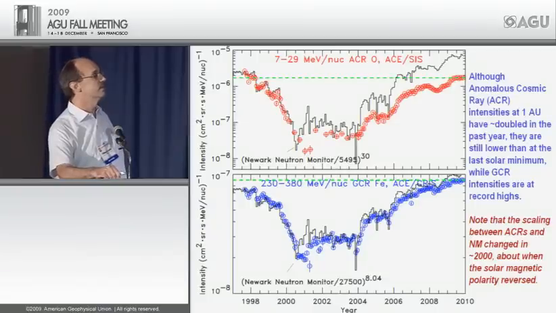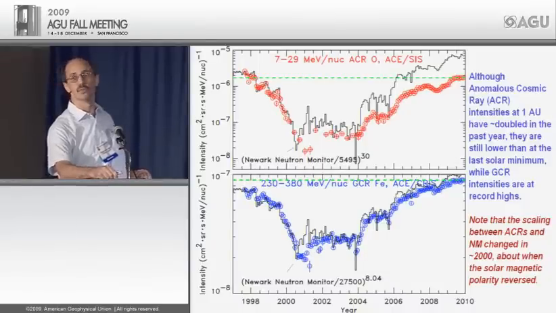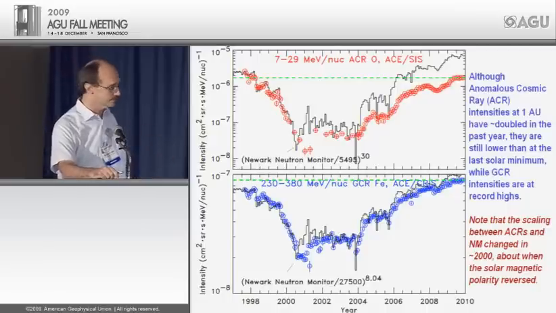GCRs, on the other hand, in this case several hundred MeV per nucleon iron from another instrument on ACE, again, are elevated from where they were. And in both these panels I compare with the neutron monitor values by scaling as a power law. And yes, I am using Newark, and it agrees pretty well here with the CRIS data, the GCRs here. If you want to pick one of these other neutron monitors that come out a little bit lower, great, you'll probably get better agreement here, but you cannot make it agree here. When it's tracked such that it agrees nicely here at the last solar minimum, there's a big discrepancy at this one, and it starts somewhere down around here, near the last solar maximum, about the time of the polarity reversal.